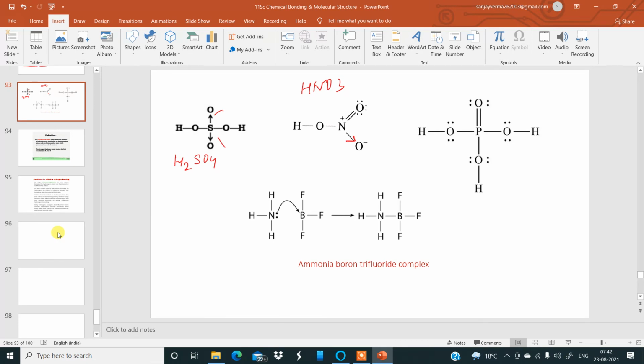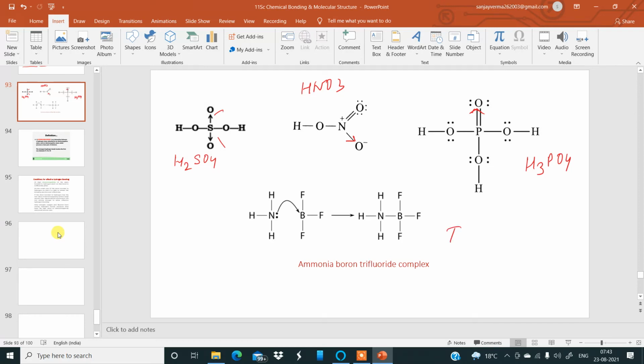Then the next one is H3PO4, phosphoric acid. The coordinate bond lies over here, on this oxygen atom.